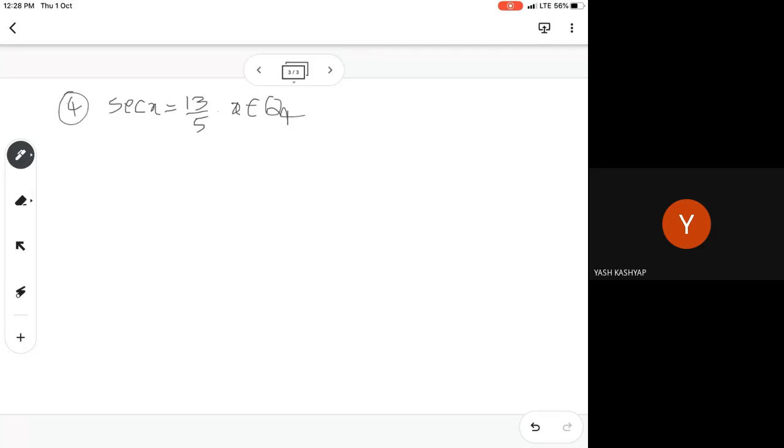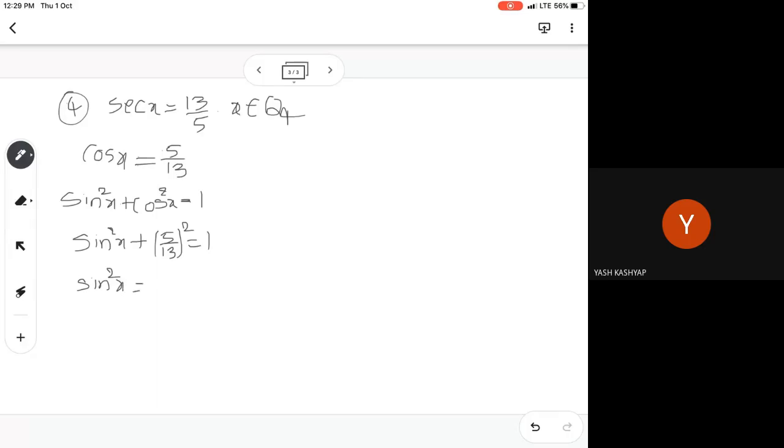So whenever secant x is given to you, you can find out the cos x directly. Cos x, if you get it, in the same way you can find out the sine whenever you get cos x. So you can do in multiple ways here. Cos x is equals to 5 by 13. If you get cos x, then sine square x plus cos square x is equals to 1. Okay, from this you are going to get sine square x plus 5 by 13 whole square is equals to 1.